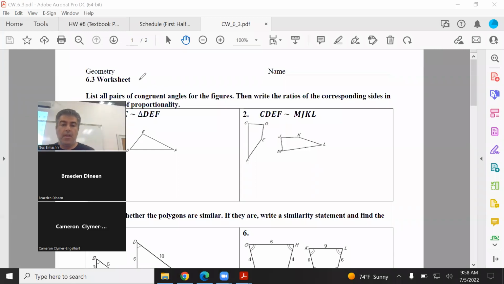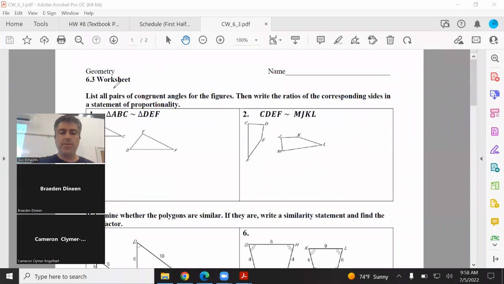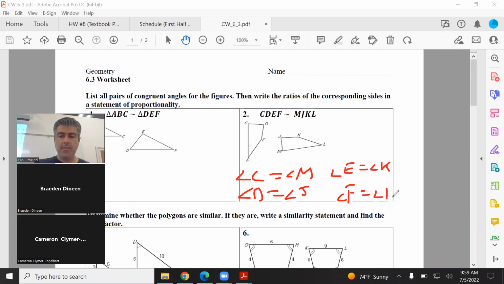Okay. So for number 2, you're asked to list all pairs of congruent angles. So angle C equals angle M. Angle D equals angle J. Angle E equals angle K. Angle F equals angle L. That's all. And then the sides, you're going to say CD over MJ equals DE over JK.